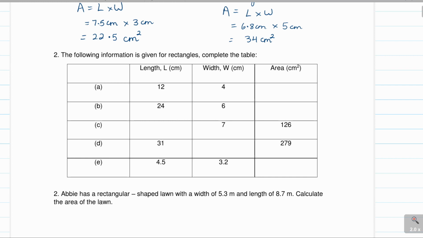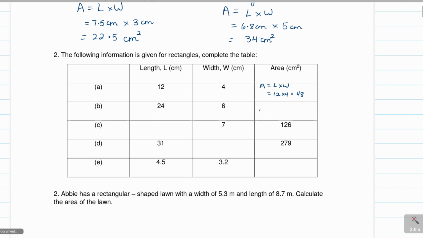Alright, so hopefully you give that a try. So our area is length by width, which is 12 multiplied by 4, which is 48. Now here, because we already have centimeters squared in our table, we don't need to go back and write centimeters squared. If you're doing an experiment in school, if you have a table and you have the units in your heading, you don't need to go back and write the units again. It's taken care of in the header of your table.